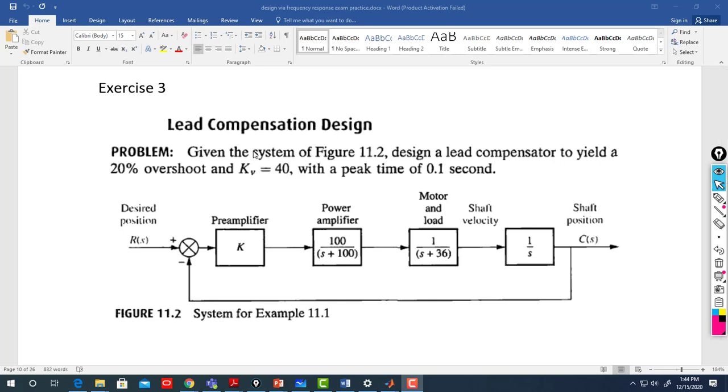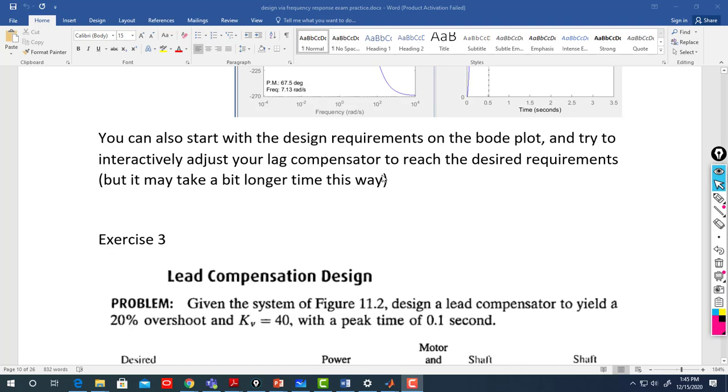So 168 means a small steady state error, much smaller than this one. Steady state error is 1 over kV. When kV is very high, the steady state error is very small. So it's also okay to have some little bit of steady state error for the ramp input, but with a peak time of 0.1 second. So we want to design a lead compensator, a PD, to make the system faster. So we now put a constraint on the speed of the system, on the peak time.